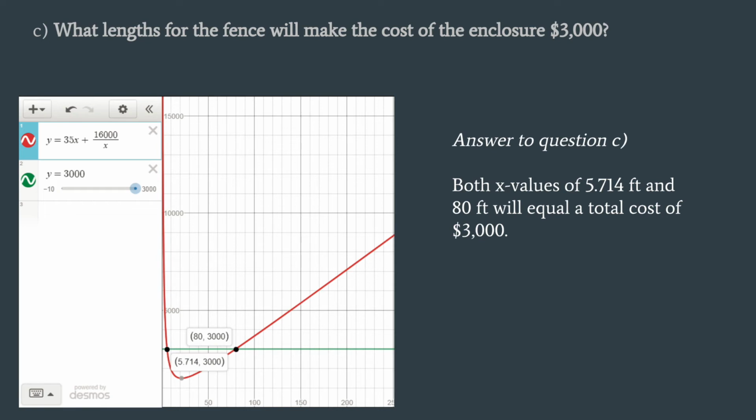Question C asks what lengths of fencing would lead to a total cost of $3,000. Since cost is a y value, we plug the equation y equals 3,000 into Desmos. In doing so, we observed two intersections. One had an x value of 5.714 and the other had an x value of 80. Both length measures will lead to a cost of $3,000.